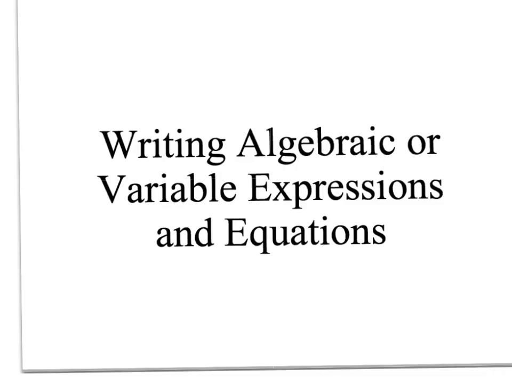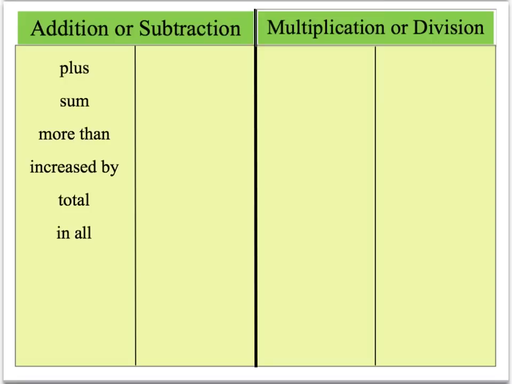We're writing algebraic or variable expressions and equations. In order to write an algebraic expression or equation using variables, you need to know some terms. These are terms that you're going to see in word problems that are frequently used. For addition, it's going to be plus, sum, more than, increase by, total, and all. The list isn't limited to this, but it certainly includes these.